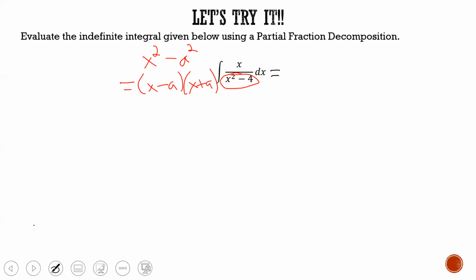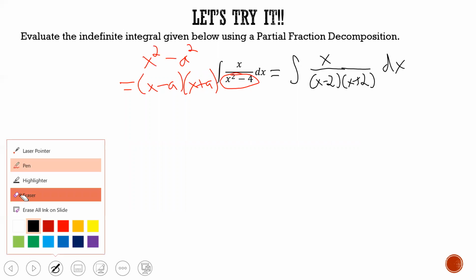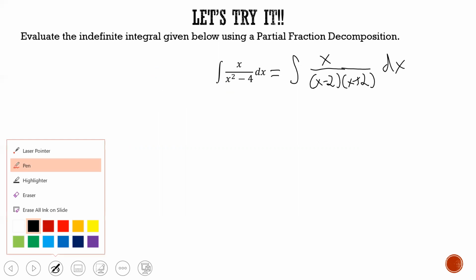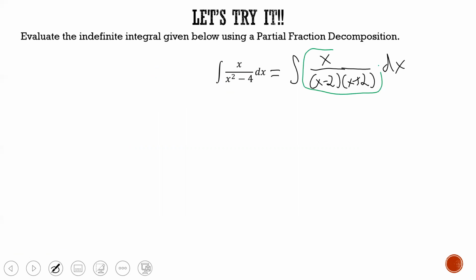So we can rewrite this integral as the integral of x over x minus 2 times x plus 2, and then we put our dx back in there since we're integrating. From here we can do our partial fraction decomposition. We see that there are two factors in the denominator, which means we're going to break our function, I'll call that function g of x, into two separate pieces.